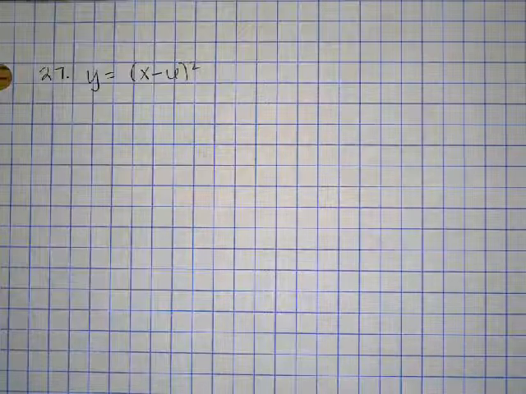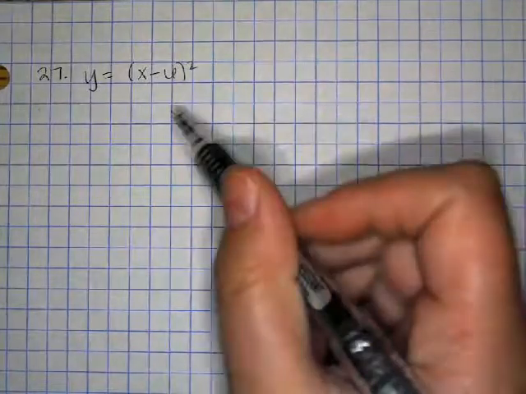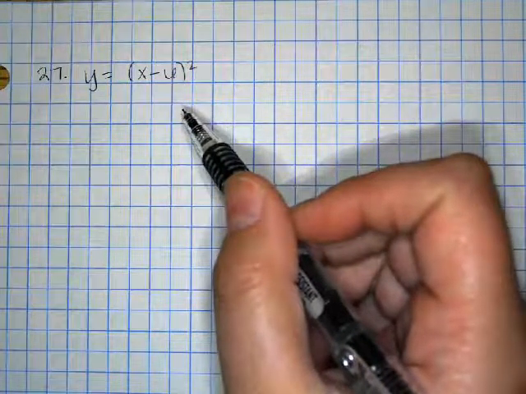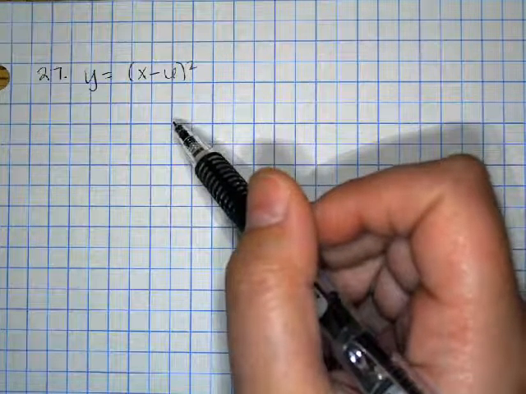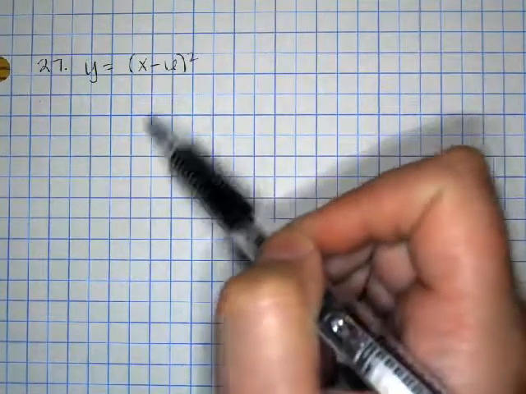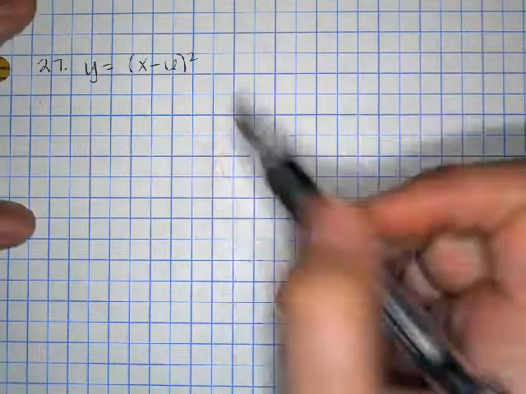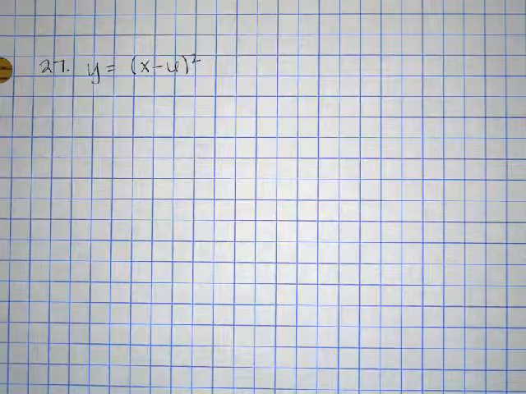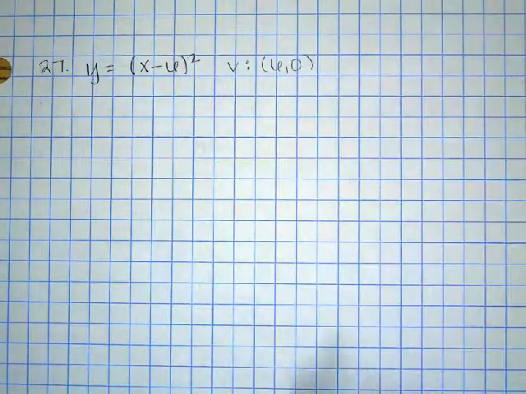It says for 27, it says to limit the domain so that you can find the inverse function, okay? So I'm going to walk you through it. Let's just sketch a graph of this first so we know what this picture looks like, okay? It's a parabola. So what would the vertex of this parabola be? 6, 0. Okay, so the vertex is 6, 0.